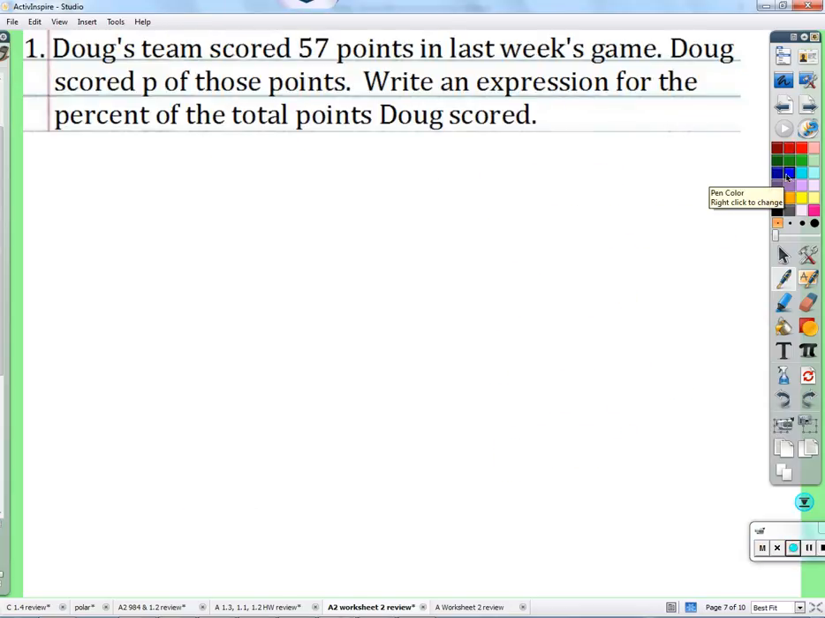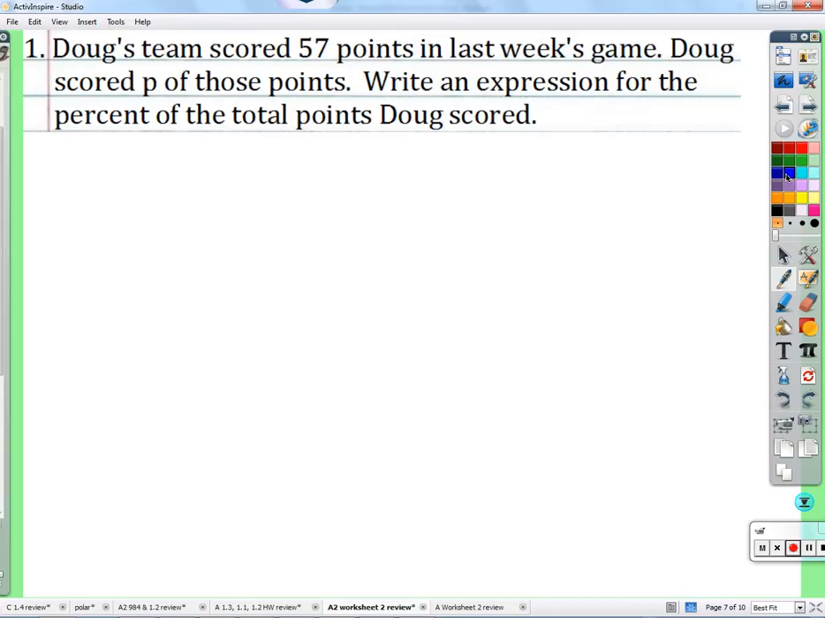Okay. Alright, so Doug's team scored 57 points, Doug scored P points. We're going to write an expression for the percent of the total points Doug scored. Let's say Doug scored 12 points. How do you figure out what the percentage is, Justin? Take his 12 points divided by 57. Exactly. We want to find the percent. We take the part divided by the whole.